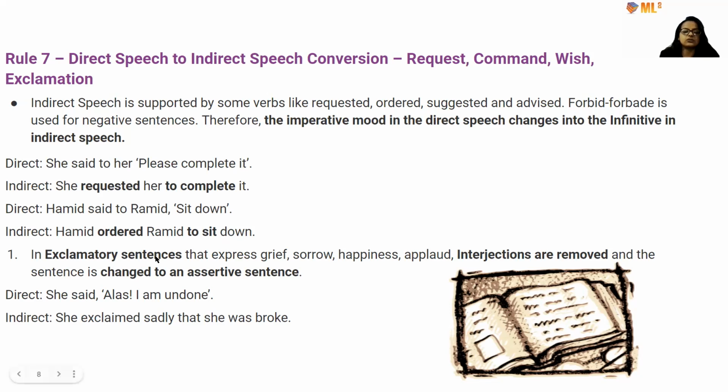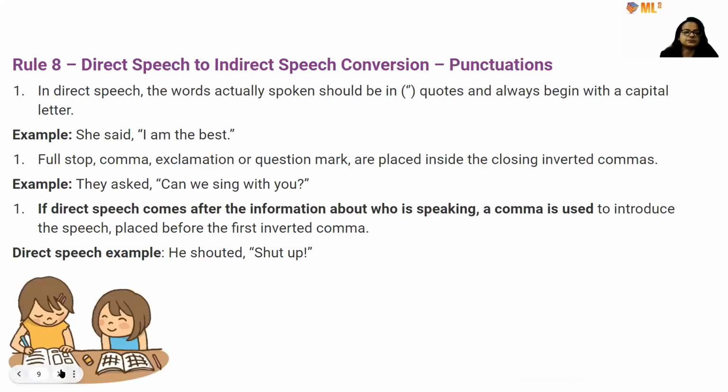What happens in exclamatory sentences? They express grief, sorrow, happiness, applause. Interjections are removed and the sentence is changed to an assertive sentence. Like, she said, alas, I am undone. She exclaimed sadly that she was broke.